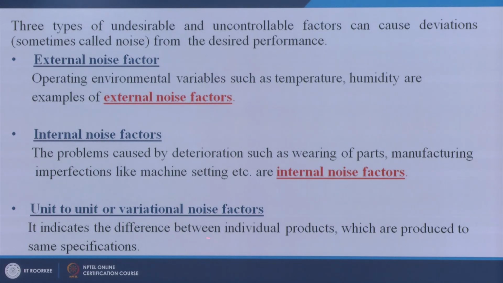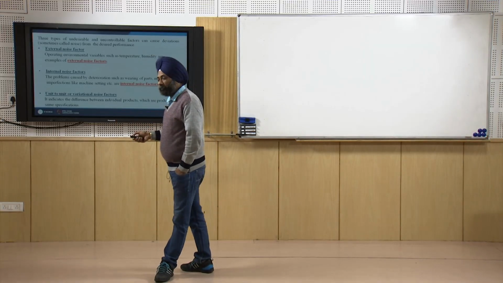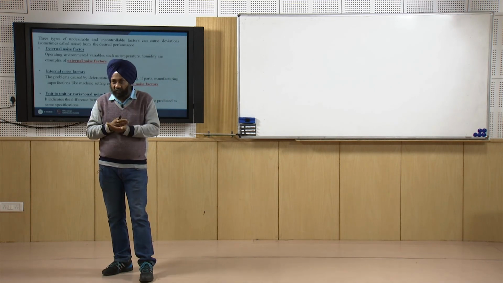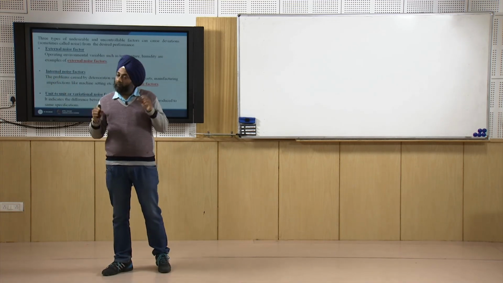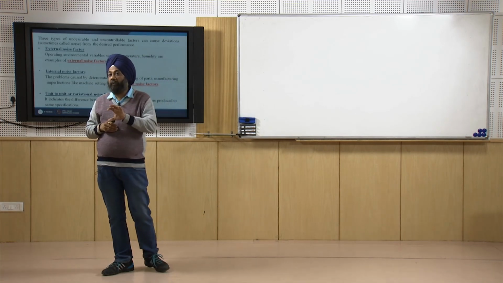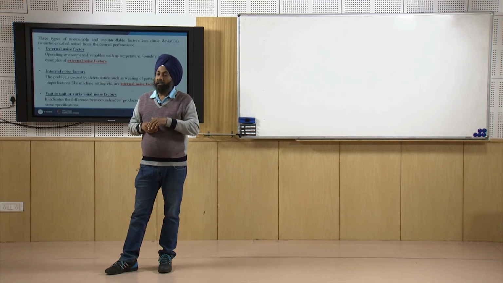It indicates the difference between the individual products. In my case, it is a journey from Roorkee to Delhi, which is produced at the same specifications. Specifications remain the same. I go by bus, I start at the same time, maybe 10 o'clock in the morning from Roorkee, but my reaching time at Delhi will always vary, all other factors remaining the same. So that difference can be explained by the uncontrollable variations or noise factors.